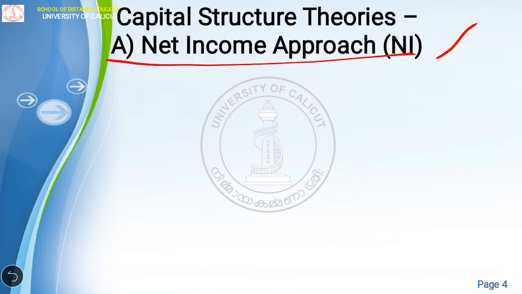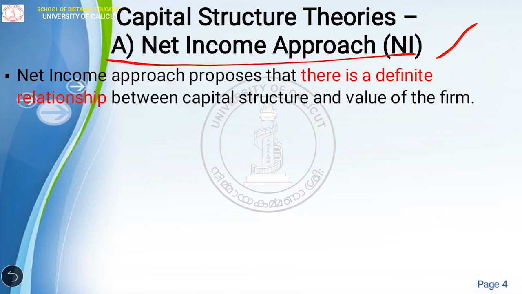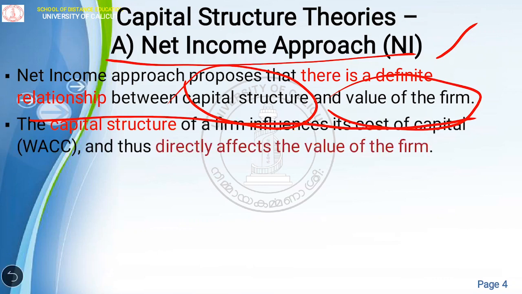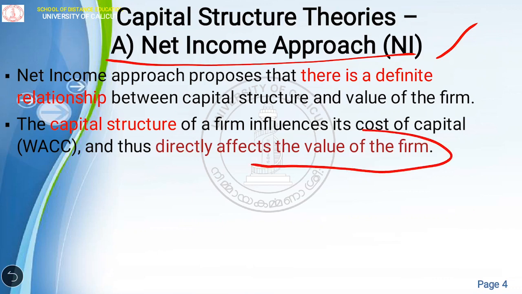As per the net income theory or NI approach, there is a definite relationship between capital structure and value of the firm. So the two concepts, capital structure and value of the firm, are related. That is the core area of this theory. Under this theory, the capital structure of a firm influences its cost of capital and that directly affects the value of the firm.